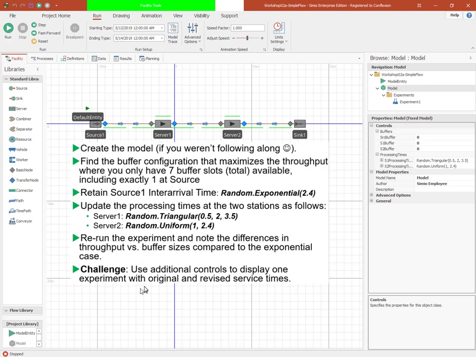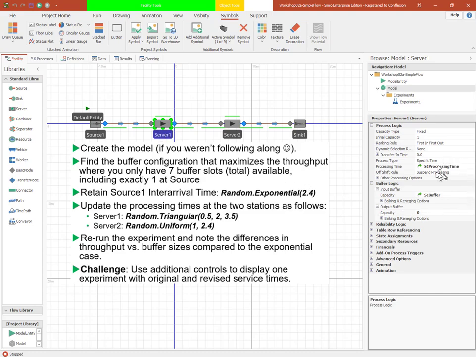And so if you read the challenge, I didn't do this sequentially. I went ahead and did the challenge because that helps with the first part. In order to meet the challenge, of course, what I need to do is define reference properties for the two processing times, because it's the server 1 processing time, originally exponential with a mean of 2, now triangular with parameters 0.5, 2, and 3.5. I want to be able to manipulate those, so I simply defined a reference property for the processing time on S1 and S2. So now I have reference properties for this processing time, this buffer capacity, and this buffer capacity.